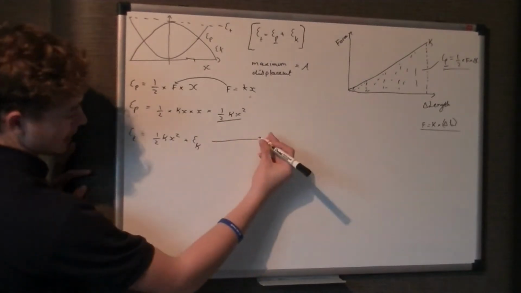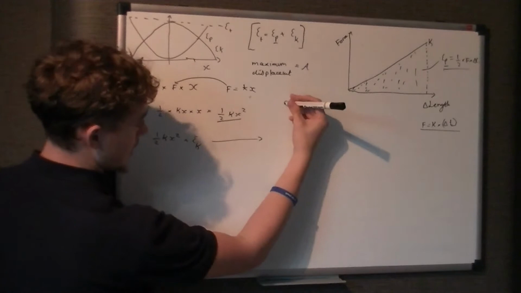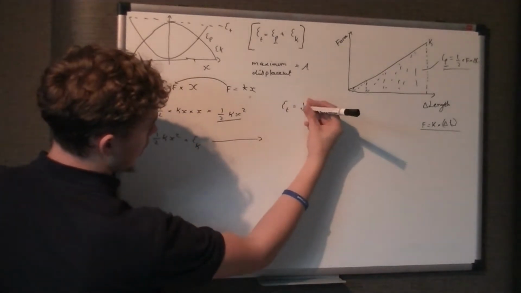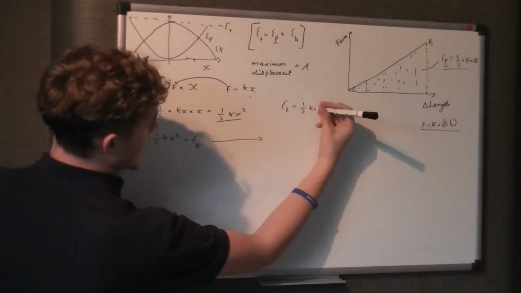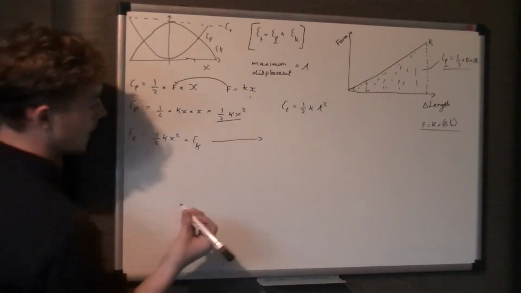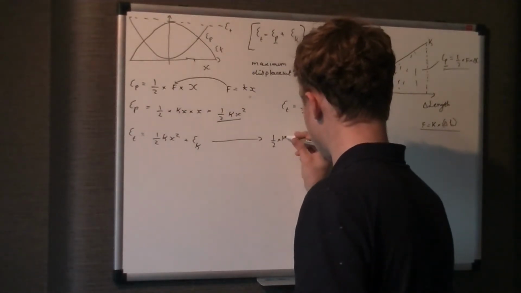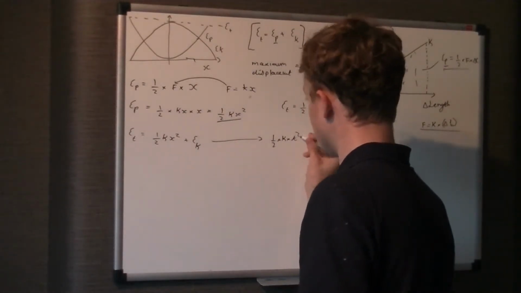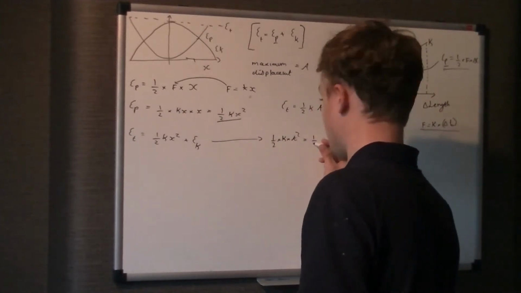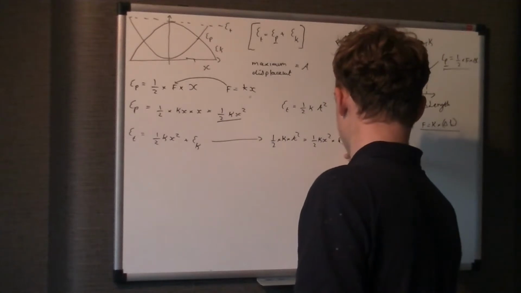So hopefully that makes sense. And then put it back into here. So we can say ET is equal to half k. Now it's not x squared, it's actually A squared because we talked about the amplitude. So we rewrite that in. So it becomes a half times k times A squared equals half kx squared plus EK.